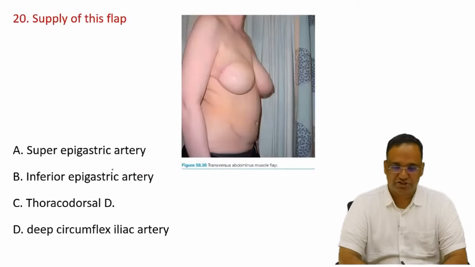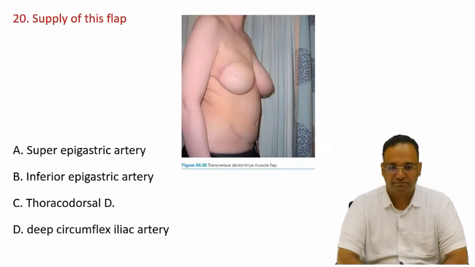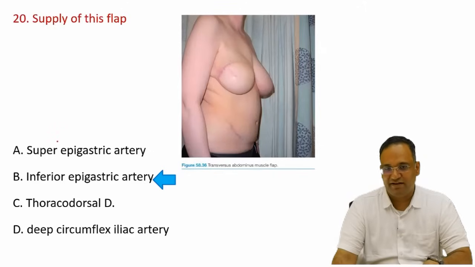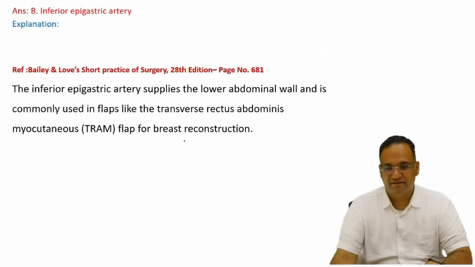Supply to this flap, reconstruction of the breast, so the right answer is inferior epigastric artery. Okay, inferior epigastric artery is the right answer. You can see the scar here. The deep circumflex iliac artery supplies very thin flaps, so they don't use that, and the inferior epigastric artery is the right answer. The inferior epigastric artery supplies the lower abdominal wall and is commonly used for flaps. It's called the TRAM flap, transverse rectus abdominis myocutaneous flap. And when you use the inferior epigastric artery, you can use a reverse TRAM.